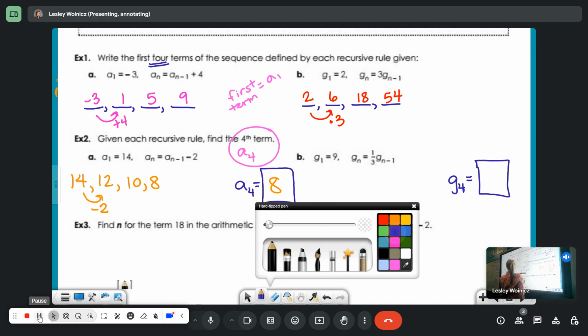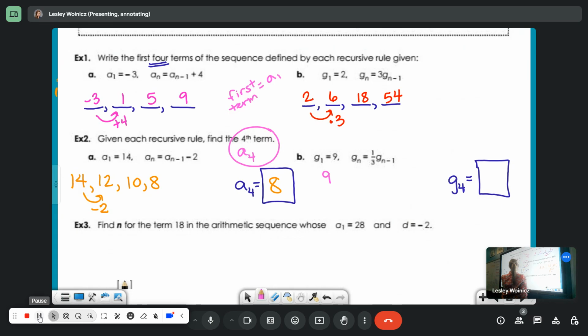9 and then do what? Multiply by a third. So what is 1/3 of 9? Correct. And then 1/3 of 3? 1. And then 1/3 of 1? 0.3 repeating, can I have that as a fraction? It's just 1/3. Yeah, 1/3 of 1 is 1/3. Okay, so that goes in my answer box.